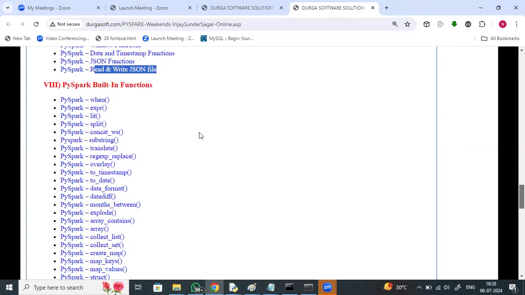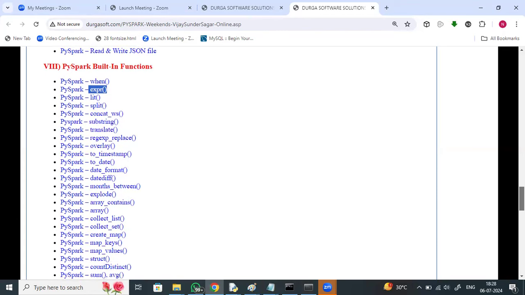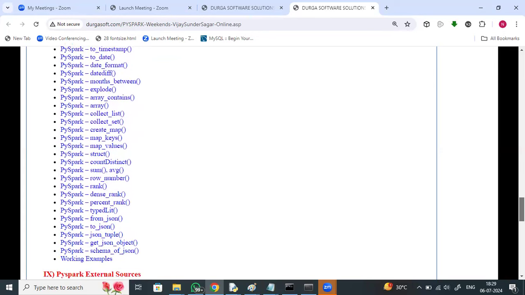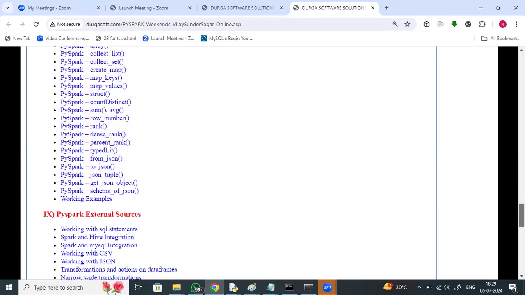And here, PySpark built-in functions: expr, split, concat, translate, overlay, to_timestamp, date and time related, timestamps related, map keys. So we don't need to write huge code here. We have inbuilt functionalities available for performing these operations, right?